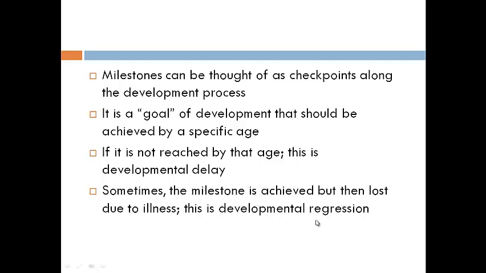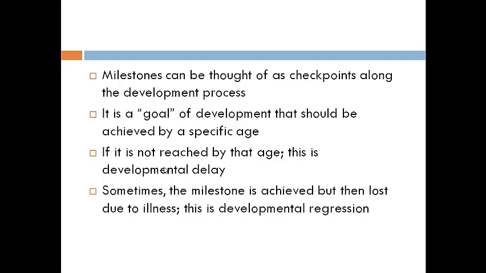If this checkpoint or if this goal of development is not reached by that specific age, this is referred to as developmental delay. So let's say you have a child that's 18 months and they still haven't learned to walk, or they're only just crawling, or there's something that they haven't reached. This usually indicates that there is some problem with the development of the nervous system, so it's delayed. It's not progressing at the rate that it should be.